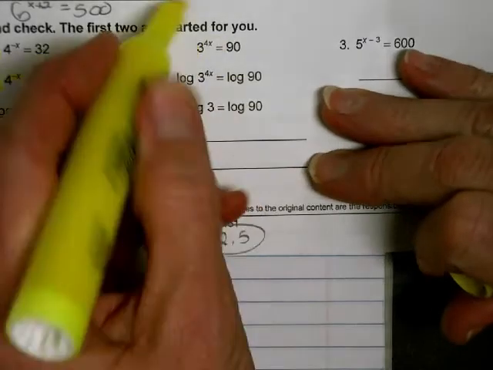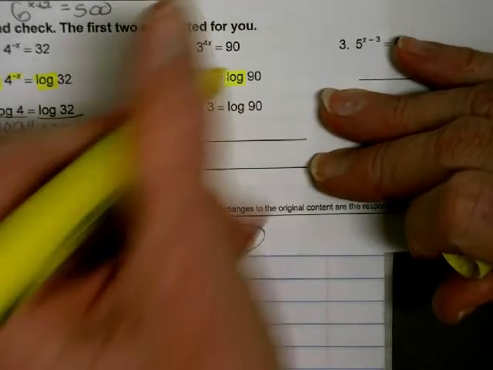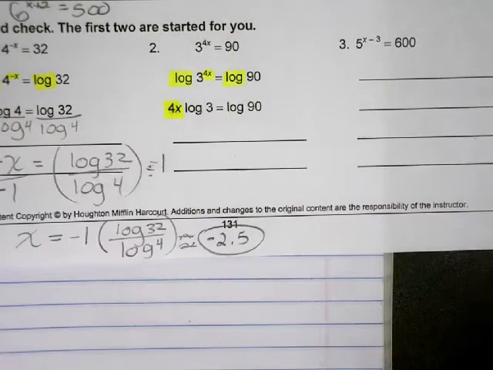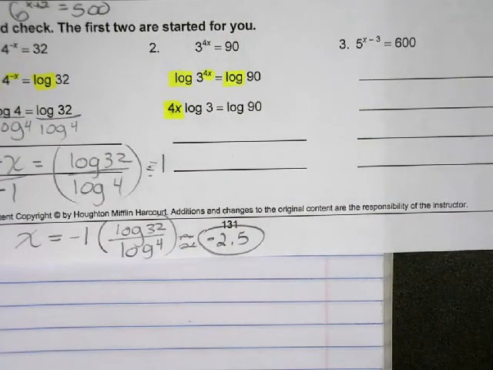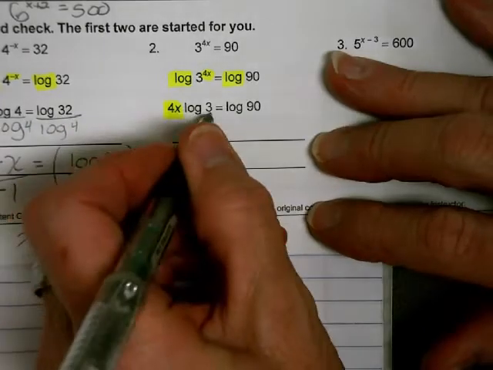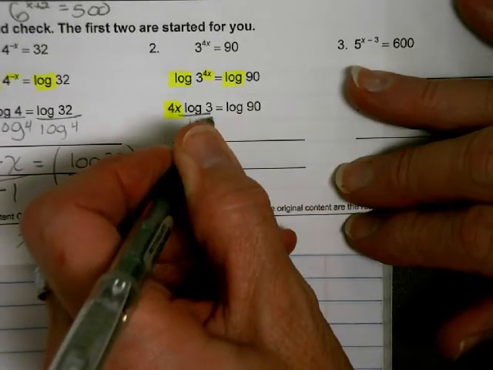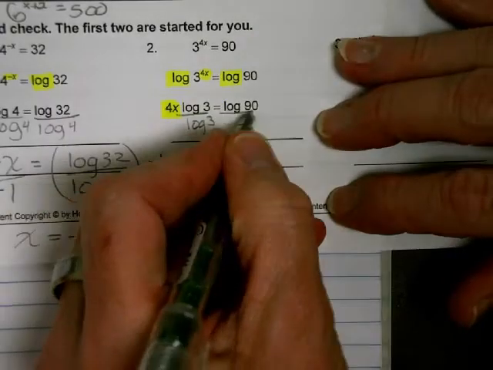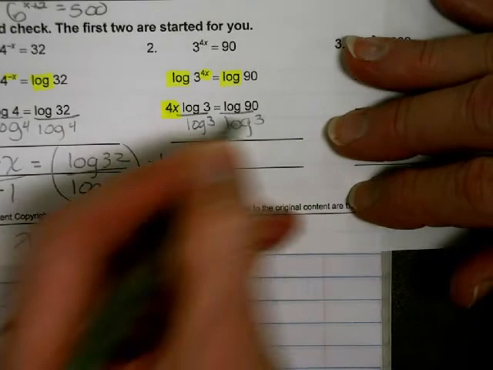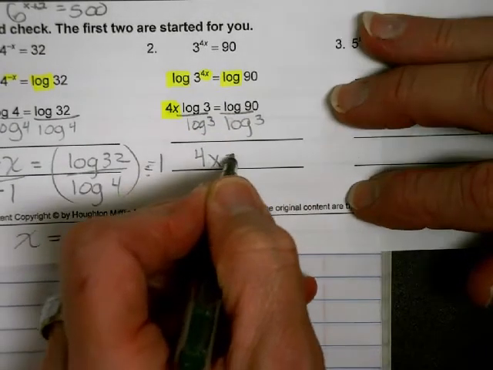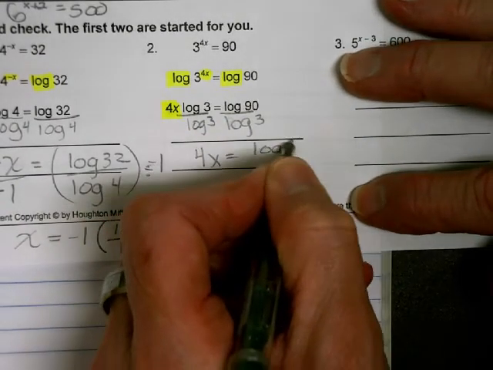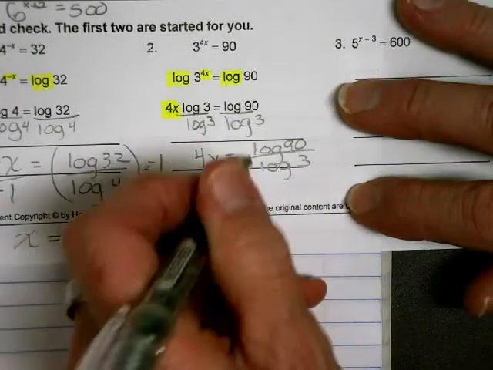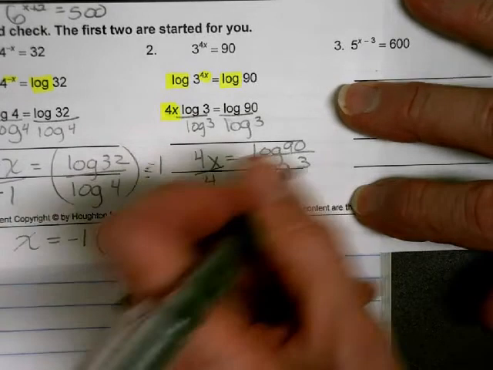Okay, let's do number 2. I took the log of both sides. Then they move their exponent, right? Let's catch the rhythm. Now we've got to get x alone, so divide by log of 3. Equals. So now I have 4x is log 90 over log 3.